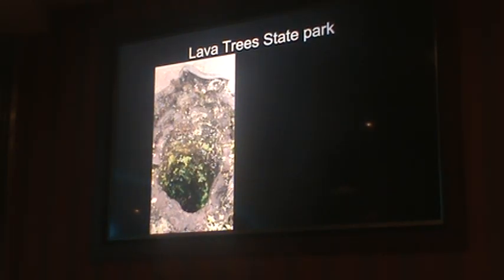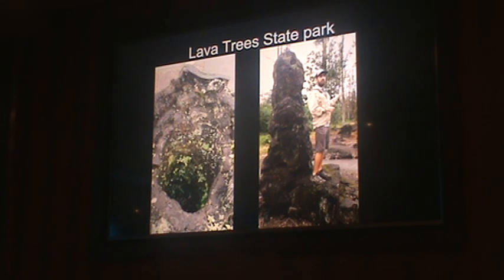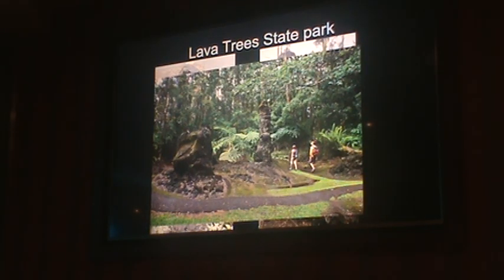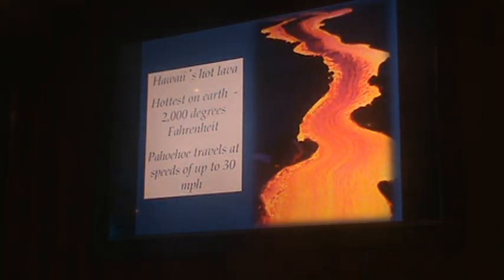Also, this lava, because it can travel up to 30 miles an hour, sometimes will catch trees in its path. And there's a state park that will show you these columns that are just coming up, and these are trees. The lava went around it, the tree burned on the inside, and now you just have these columns where trees used to be from the lava.